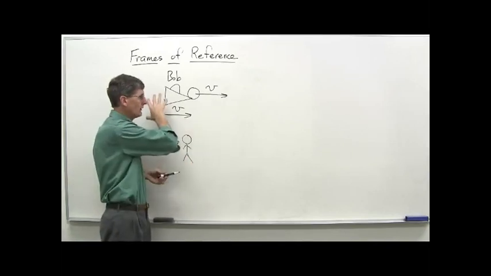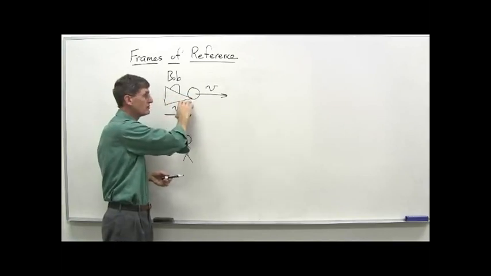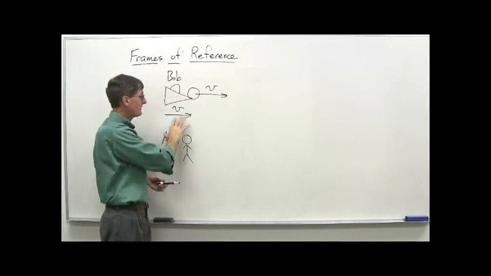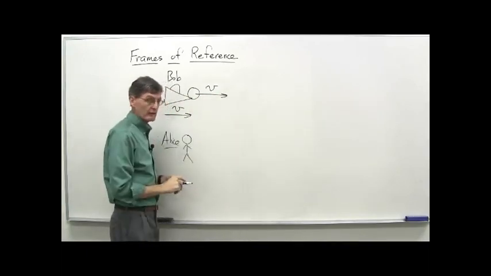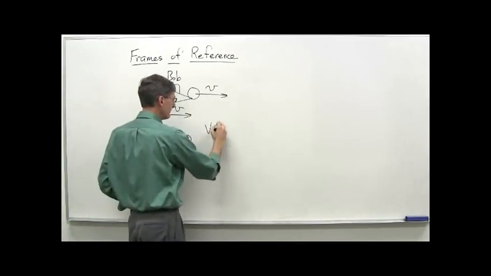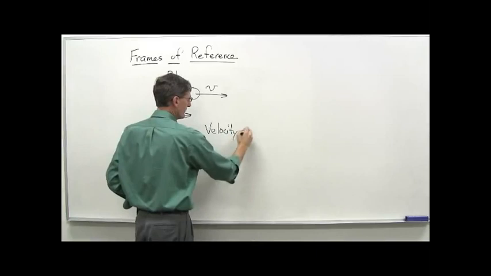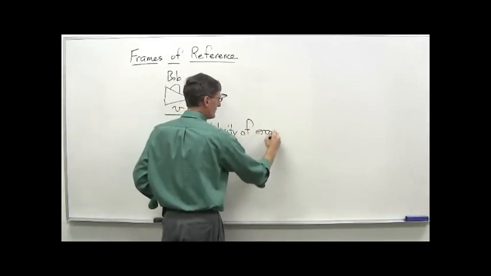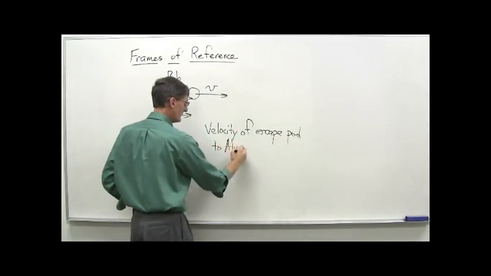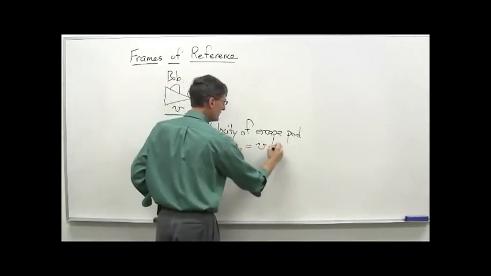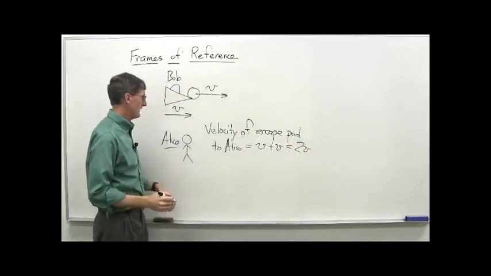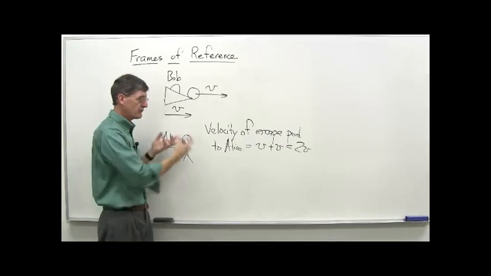And so if the escape pod is receding from Bob's ship at velocity v, going away at velocity v, and from Alice's perspective, Bob's ship is actually going at velocity v, then the velocity of the escape pod to Alice equals v plus v, which of course is 2v. And we've chosen the same velocities in this case, but it works for any velocities.